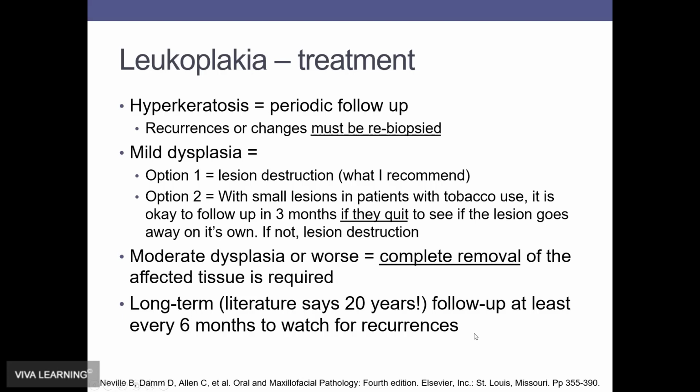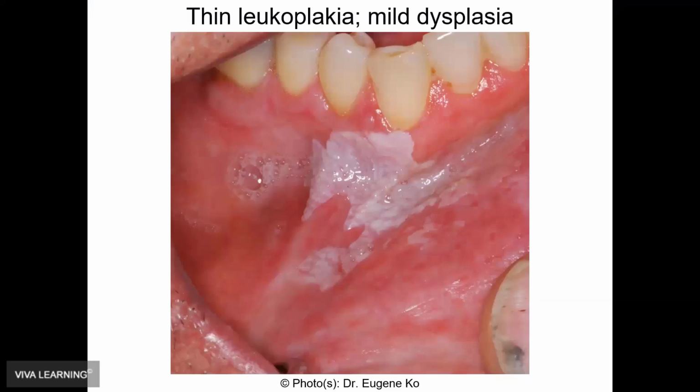And anyone with leukoplakia requires long-term follow-up. The literature says every 6 months for 20 years. So let me show you some examples of leukoplakia. Someone asked, if we see a patient who is chewing on their cheek, do we have to biopsy that? And I would say no, because that's not true leukoplakia. So true leukoplakia means we don't know why it's there. I don't consider smokeless tobacco keratosis true leukoplakia because I know why it's there. So cheek chewing, I know why it's there.